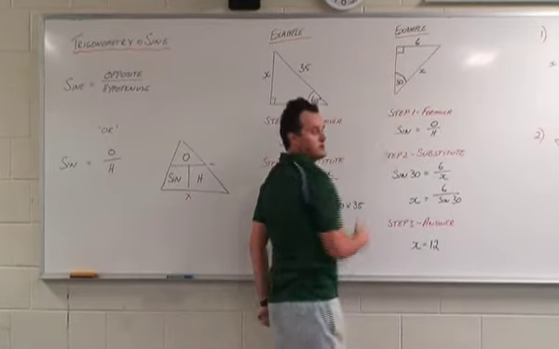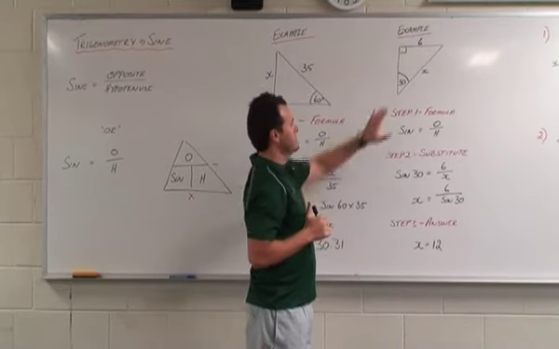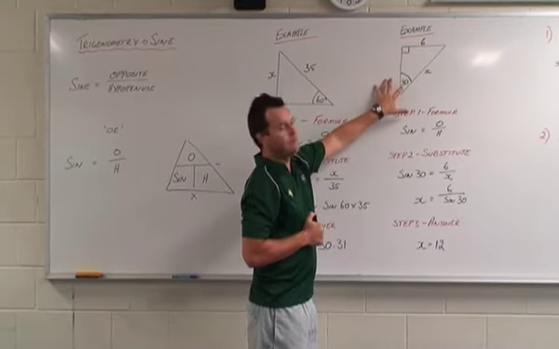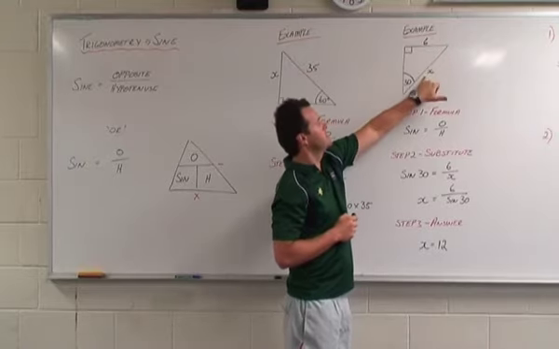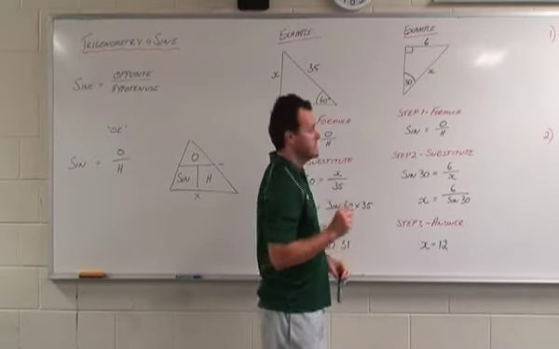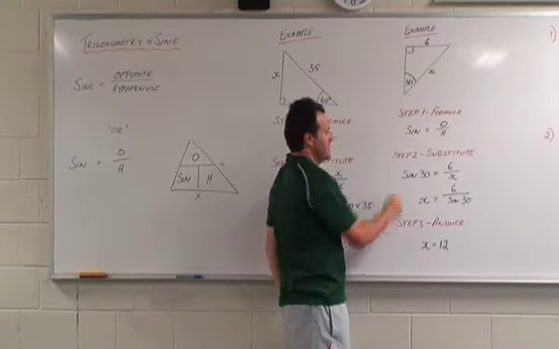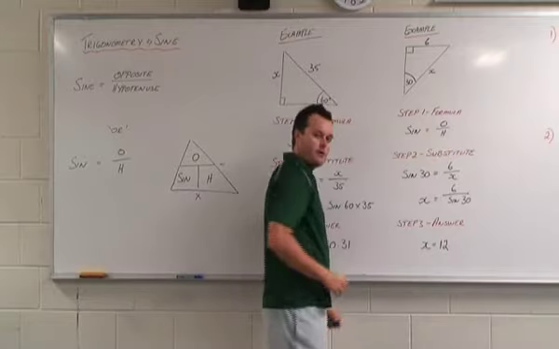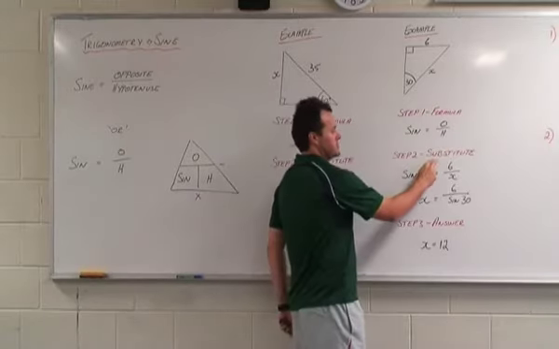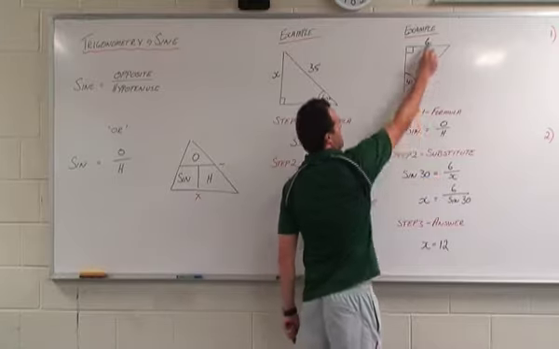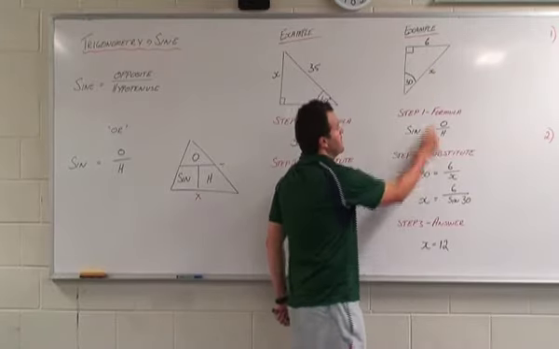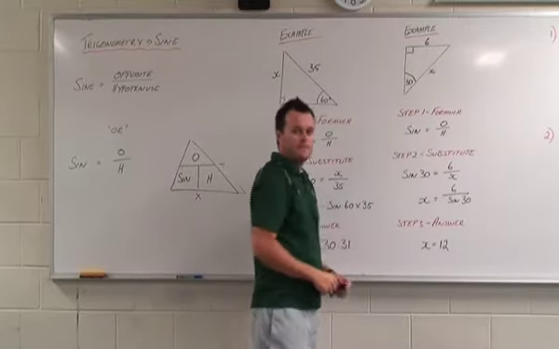Right angle triangle here. First step, look at the angle. We've been given 30 degrees. We've also been given this time an opposite side. We're trying to find a hypotenuse. So step 1, write down your formula. Sine is equal to opposite over hypotenuse. Step 2, substitute our values in. Sine 30 is equal to our opposite, which is 6, over our hypotenuse, which is unknown.